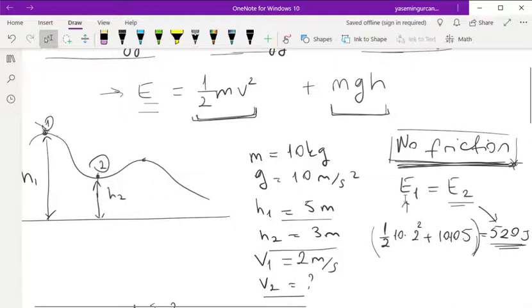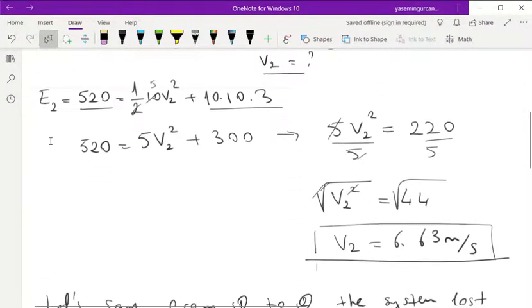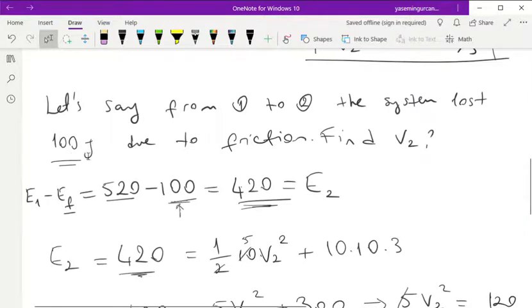So if I tell you there is friction from point 1 to 2, and you're going to spend 100 joules on it while this object is moving from point 1 to 2, it's going to spend 100 joules due to friction. Friction basically causes the system to lose energy, and that loss is not exactly disappearing or anything like that. This much energy is going to be released to the environment as heat.